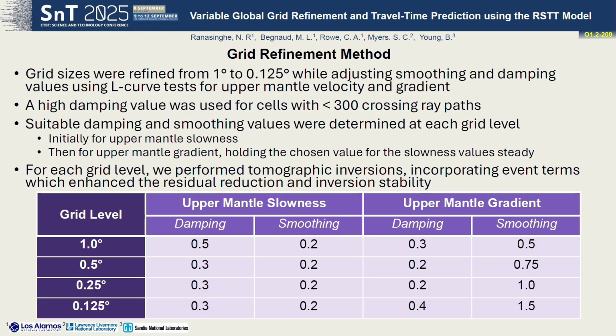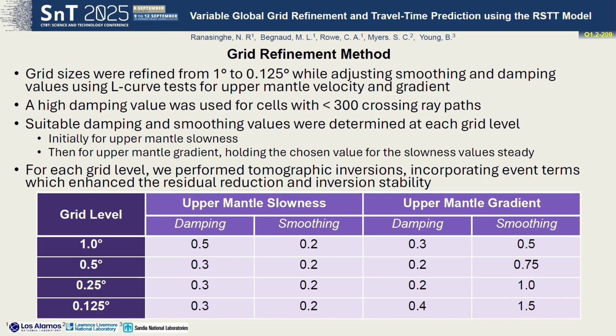So grid sizes were refined from 1 to 0.125 degrees while adjusting smoothness and damping values using L-curve tests for upper mantle velocity and gradient. A high damping value was used for cells that had fewer than 300 crossing rays. Suitable damping and smoothing values were determined at each grid level. Initially, we addressed the upper mantle slowness, and then we held that constant and addressed the upper mantle gradient values.